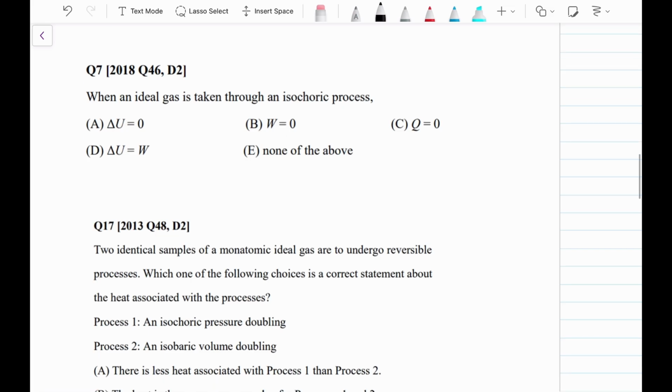And then for the next question, it says when the ideal gas is taken through an isochoric process, so that's just constant volume. Well, we can see the work done is equal to 0. The work done is equal to 0, and then the rest is incorrect.